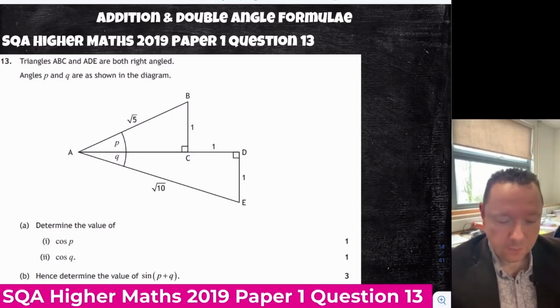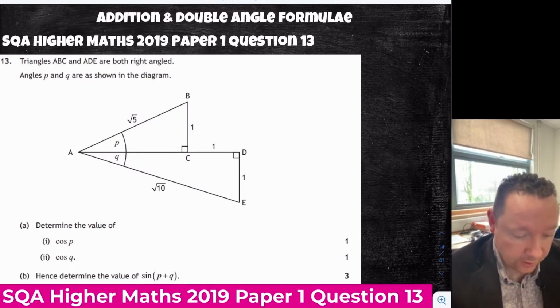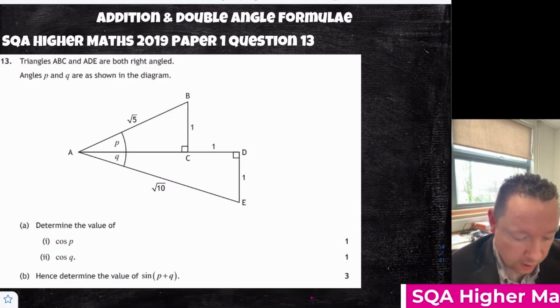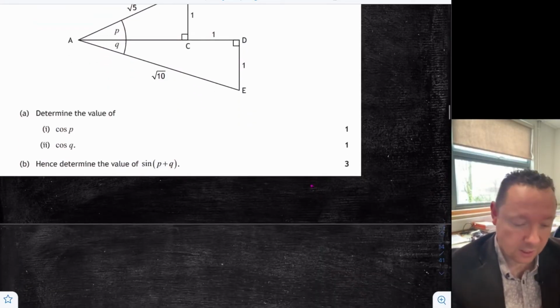SQA Higher Maths 2019, Paper 1, Question 13, Angle and Double Angle Formula. ABC and ADE are both right angled. P and Q are shown in the diagram. You have to find cos P and cos Q. So for cos P, I'm going to need adjacent over hypotenuse, and for cos Q, I'm going to need adjacent over hypotenuse. So if I draw both these triangles out, I can work out the missing sides.